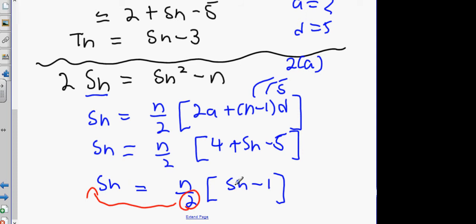Multiplication. It's everything divided by 2 on this side. Okay? I could rewrite this as this. I could rewrite it looking like this if I wanted. See? They're the same thing.